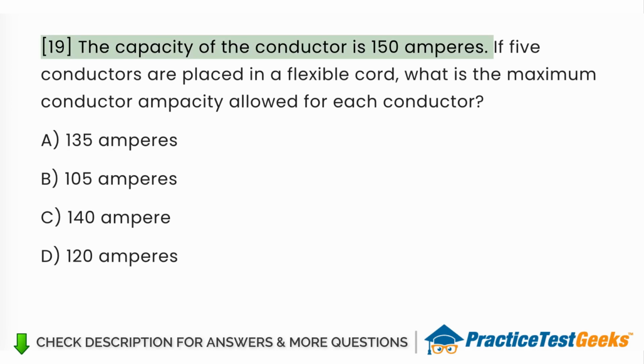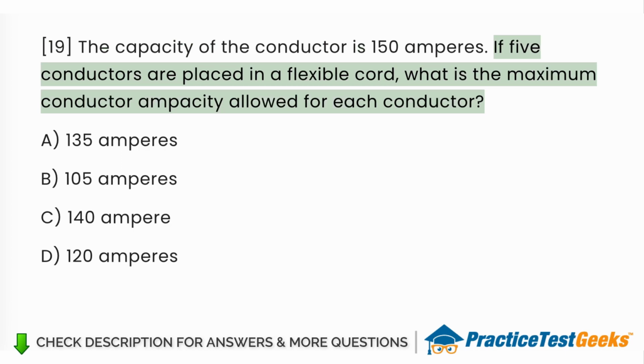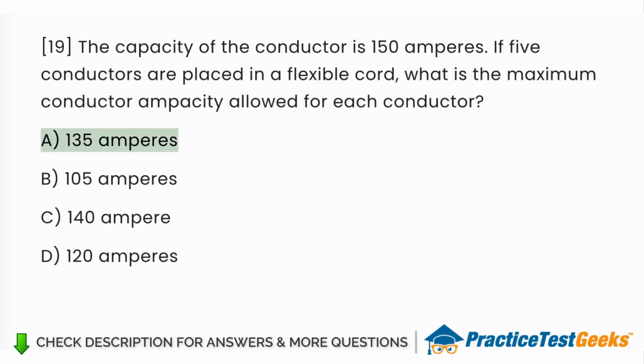The capacity of the conductor is 150 amperes. If 5 conductors are placed in a flexible cord, what is the maximum conductor ampacity allowed for each conductor? A. 135 amperes. B. 105 amperes. C. 140 amperes. D. 120 amperes.